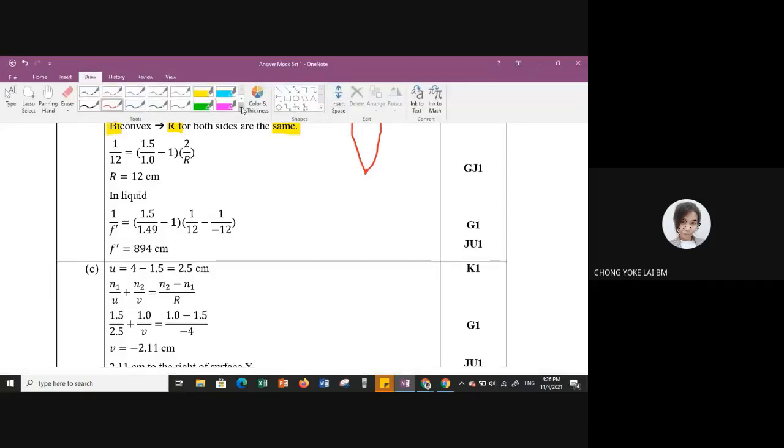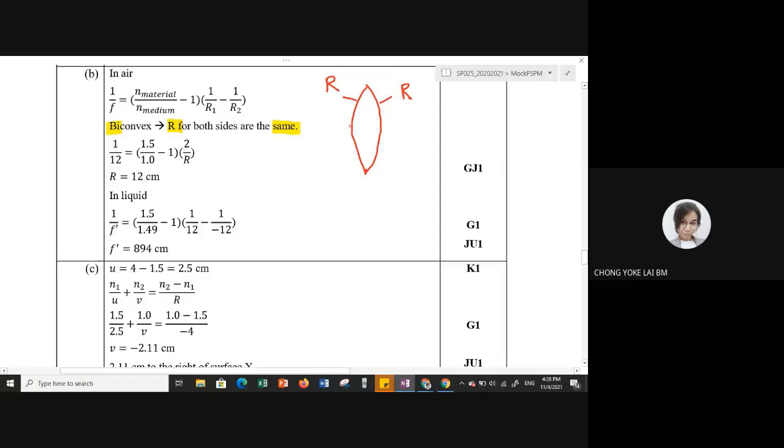Macam mana nak tentukan sign convention untuk 2 over R ni? Lihat daripada satu belah. So permukaan ni convex. So R tu positif. Okay. Dan lihat dari arah yang sama. Permukaan ni lengkung ke dalam. So R dia adalah negatif. Okay. So when I put in, one is positive, one is negative. So negatif jadi positif. So dia akan jadi 1 over R plus 1 over R.